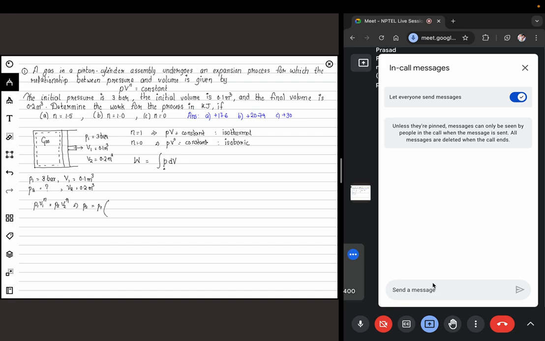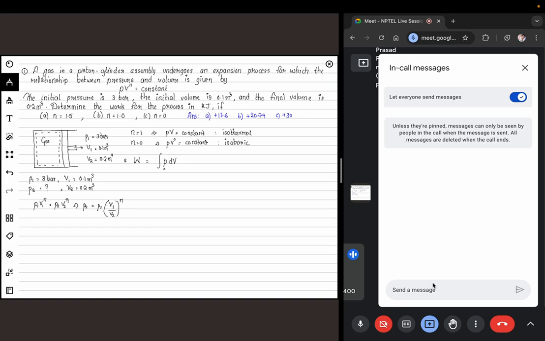P2 is P1 times (V1 by V2) whole to the power n. Depending on what n is, the final value of P2 will be different. Now how do I calculate the work done? In order to calculate the work done, I need to perform this integration. In order to do this integration, I need to write P in terms of volume. We already know PV^n equals constant.